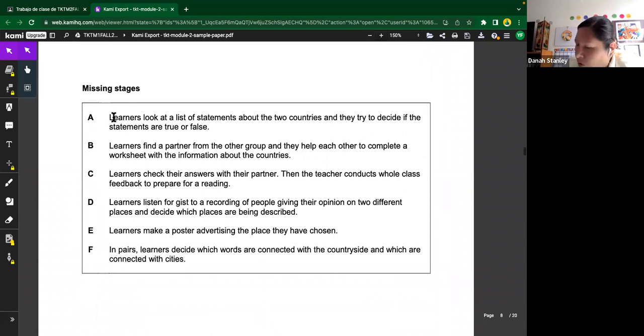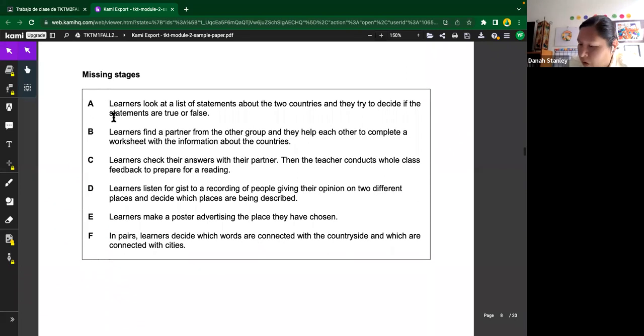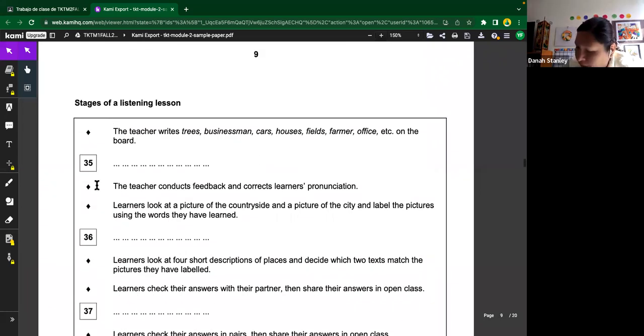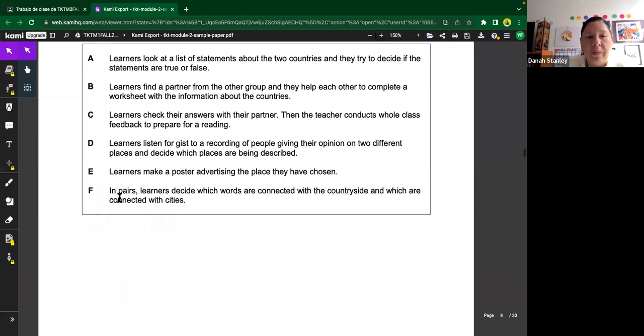Because it's very, very long, I'm going to give you the answer and we are going to analyze why, okay? So for 35, it says that it is letter F. We have: the teacher writes trees, businessmen, cars, houses, fields, farmers, office, etc. on the board. And then it says, the teacher conducts feedback and corrects learners' pronunciation. It says F.